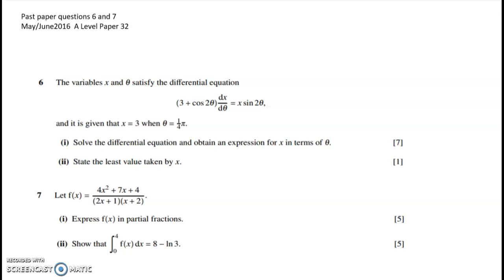A lot of you need to review Chapter 7, and you need to look before you start to do things in the maths exam. Okay, so the first one, the DE question, we've got two variables, we've got x and we've got theta, and everything starts off all mixed up. So 3 plus cos 2 theta times dx by d theta is equal to x sine 2 theta.